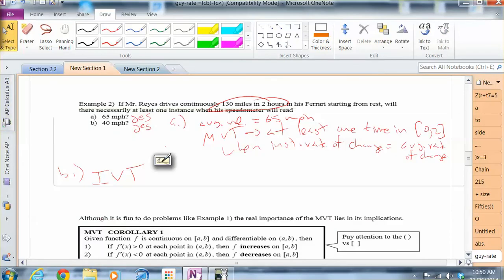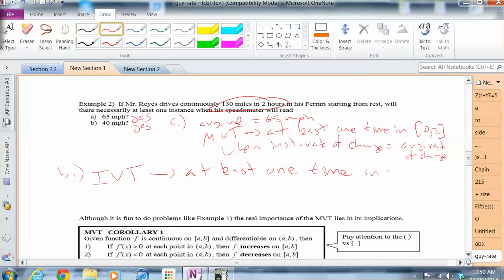So to restate that, at least one time in our interval, and let's say we go from 0 to t1, when your velocity is 40 miles per hour.